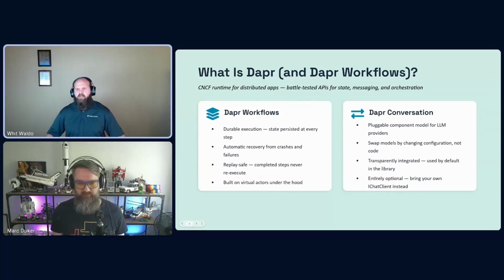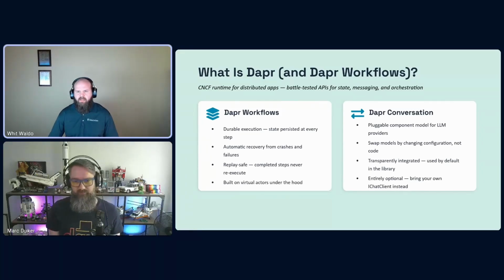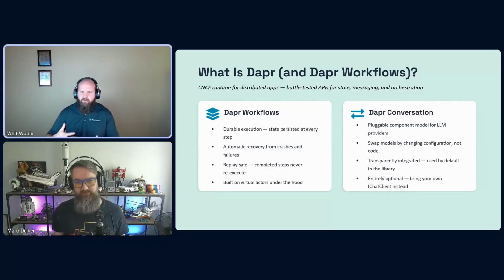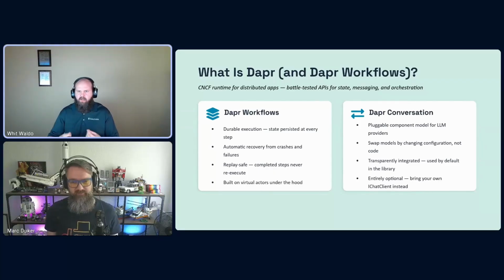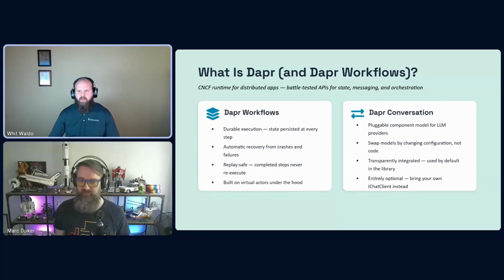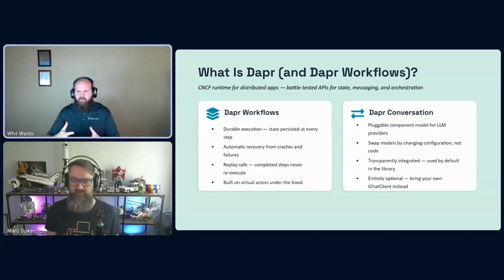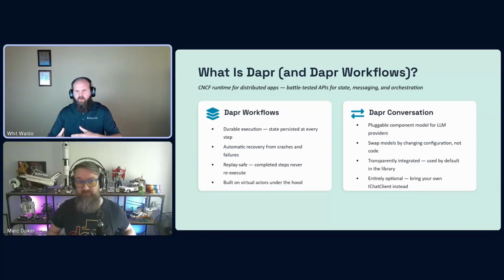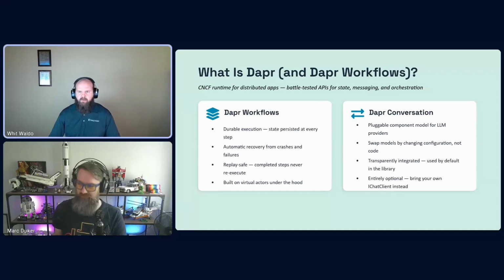So there are two building blocks that are important here. We've got Dapr Workflows and we've got Dapr Conversation. Workflows is a durable execution engine. Unlike the one built into MAF, this one works differently. Every step is persisted. If the process crashes, it's able to pick up where it left off. Because it's built on top of virtual actors, it is atomic operations. So as different processes in the operation complete, that is persisted, so that if the workflow fails, it's able to resume back to where it left off and keep on going without necessarily having to start over from scratch.